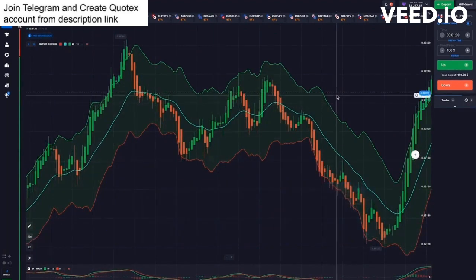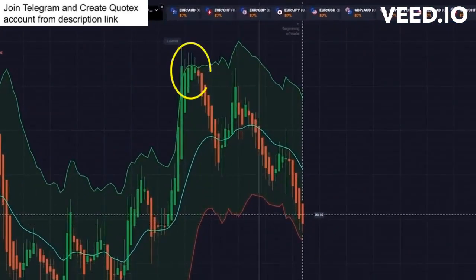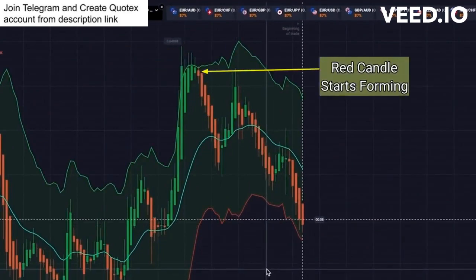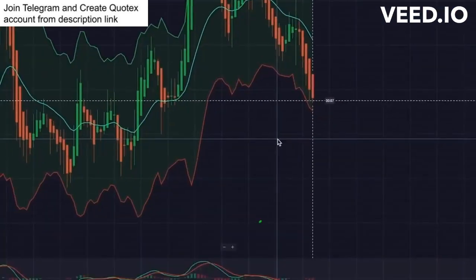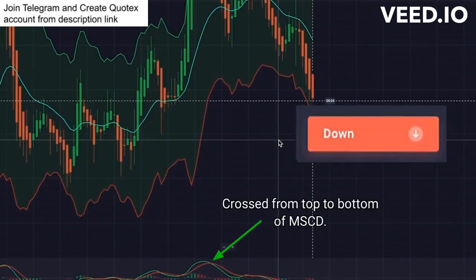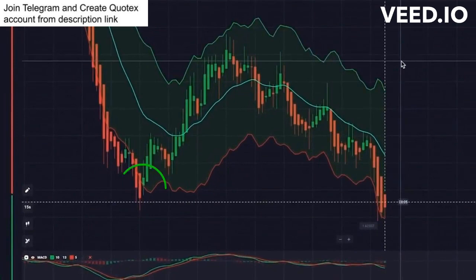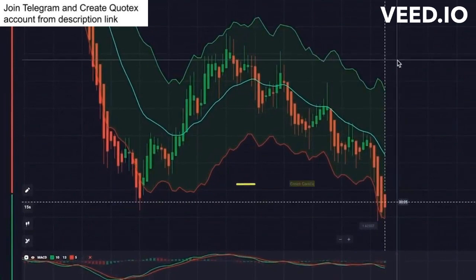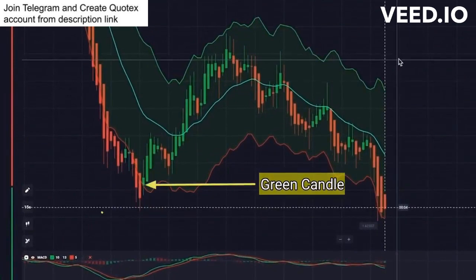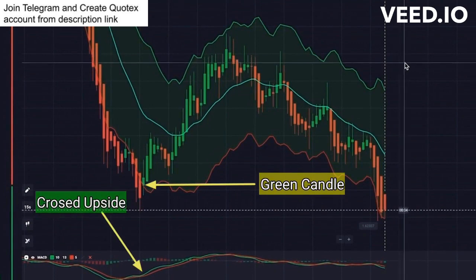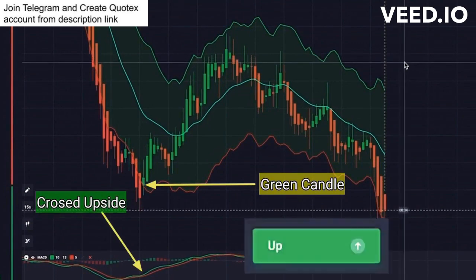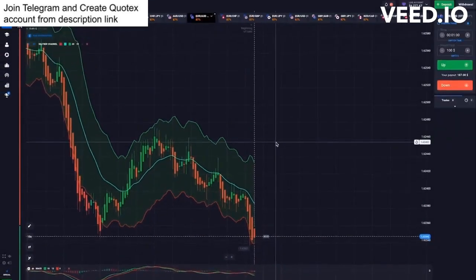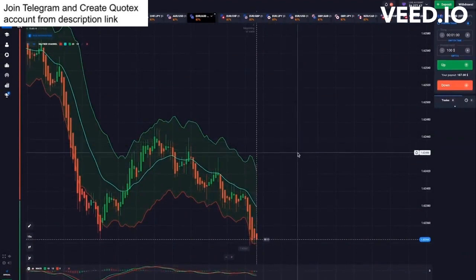Now we will see where we have to take the entry, and on what basis. When the market is near the upper line of Keltner, and it starts forming a red candle after a lot of green candles, and the MACD crosses from top to bottom, then you have to take a 1-minute down trade. And when the market is near the lower channel and after the formation of a green candle the MACD starts forming an upward cross, then you have to immediately take a 1-minute upside entry. Now we will understand with trades how to use it in reality.